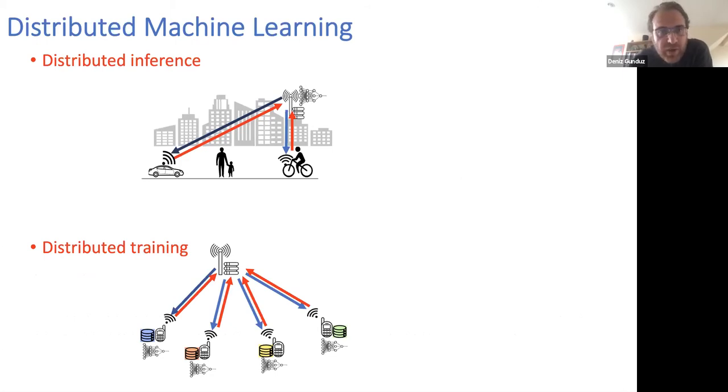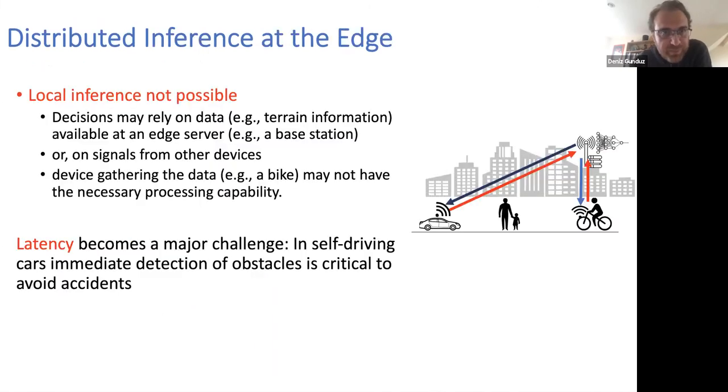Okay, so as I said, I will group these into two different problems. One of them is the distributed inference problem. Here the assumption is that I am able to train a machine learning algorithm or a communication system, and now I will just use it to infer from data. So basically I can train whatever I want beforehand, and I'm more interested in the inference stage. And of course also the distributed training. I will try to talk about both of these problems.